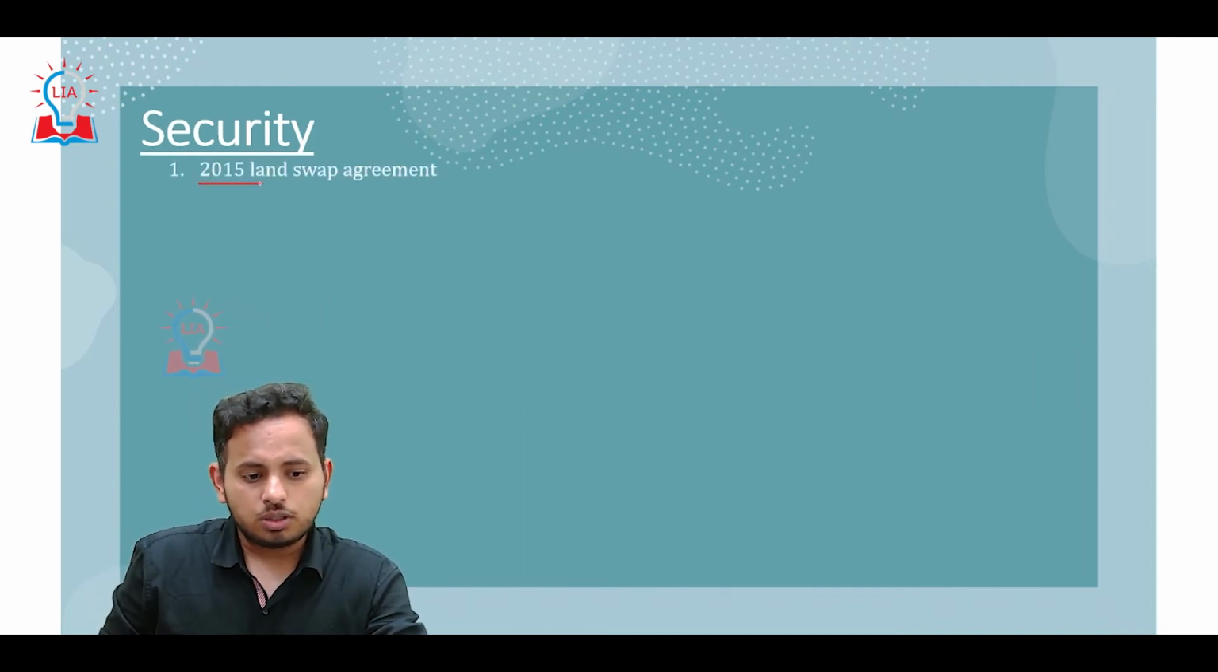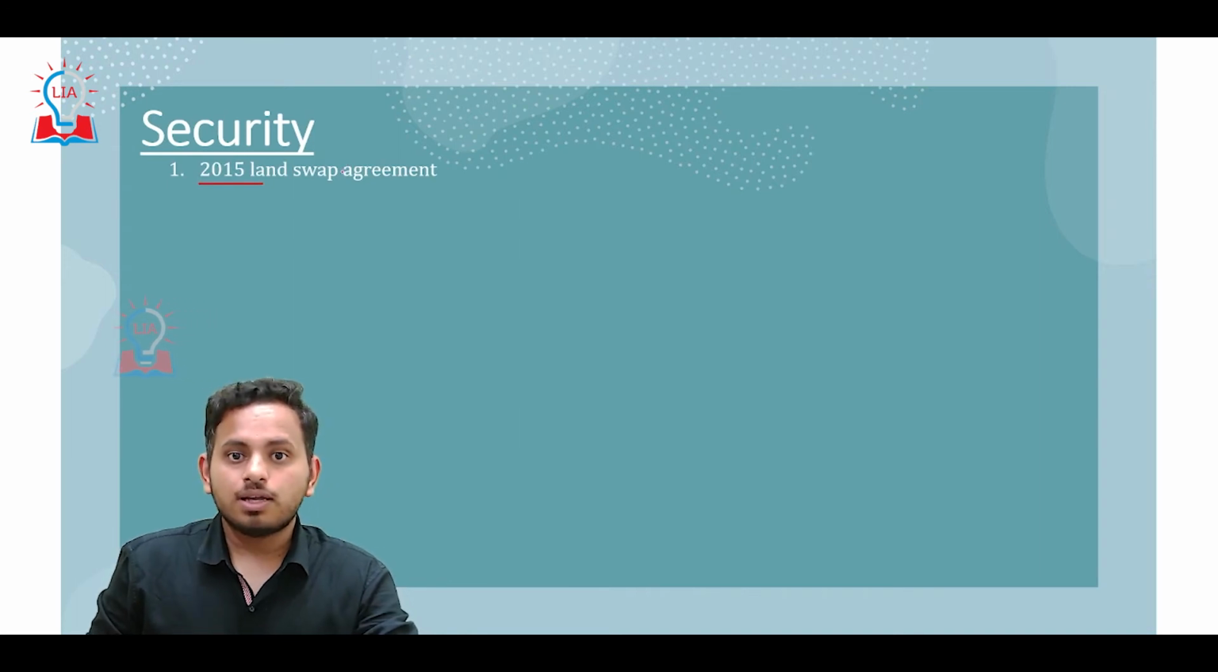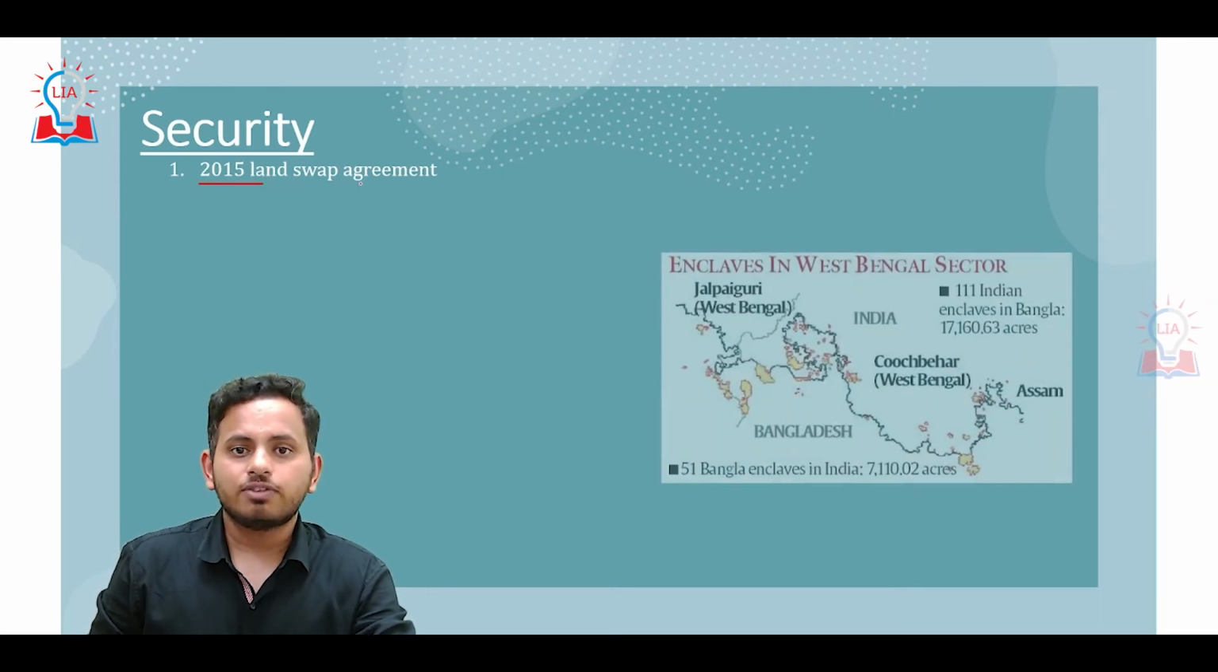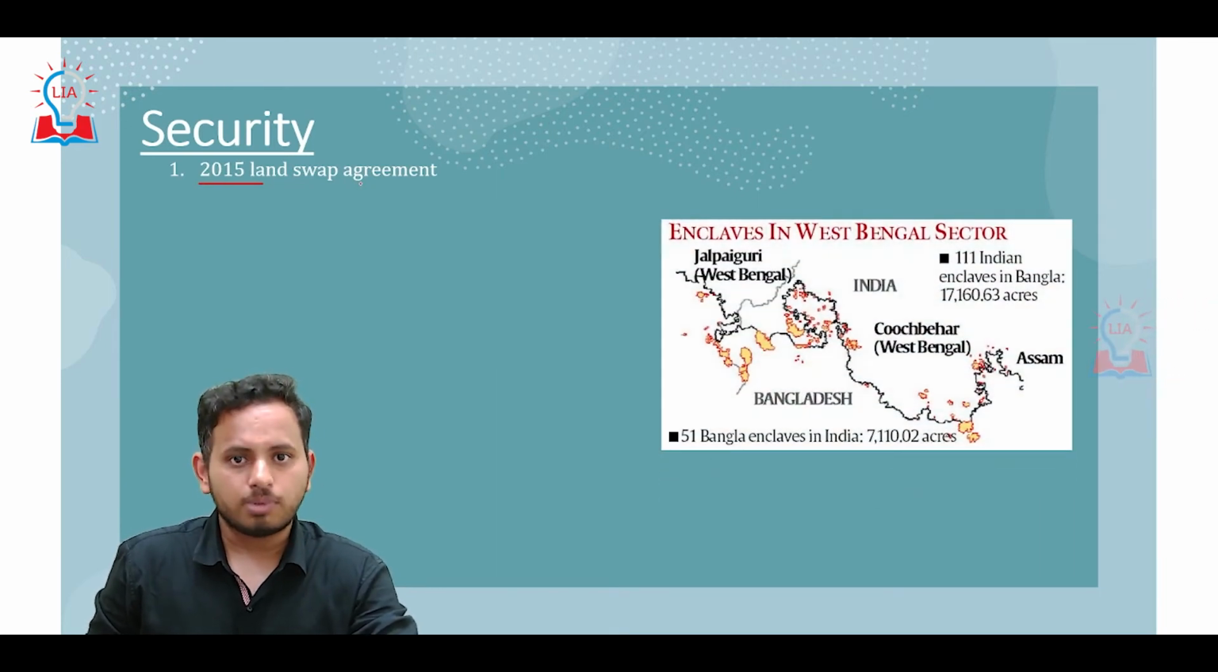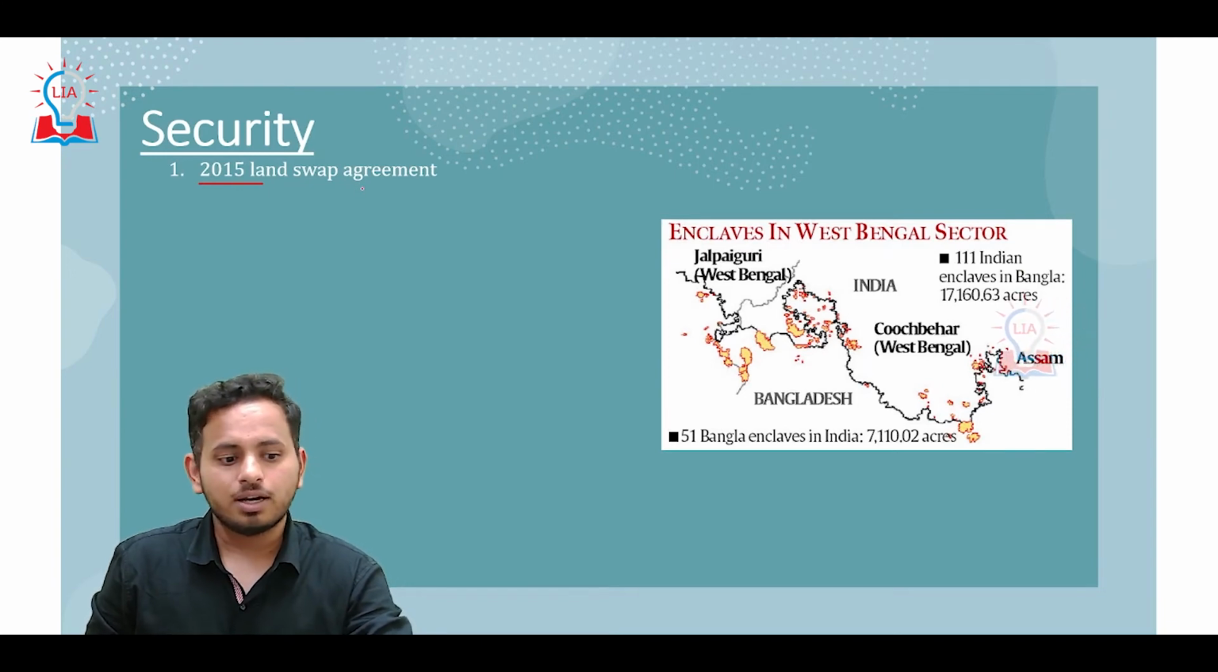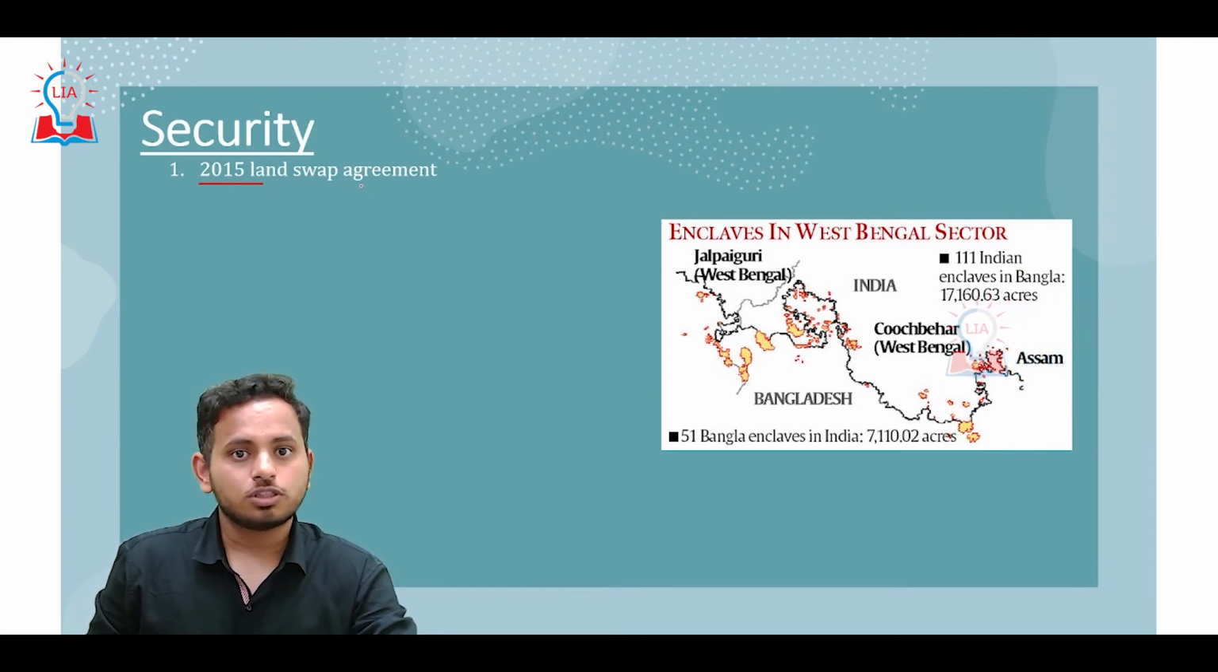When we talk about security arrangements between India and Bangladesh, in the year 2015, as soon as the present political government came to power in 2014, a land swap agreement was signed between India and Bangladesh. According to this agreement, some of the territories of India were given to Bangladesh, and some of the territories which were a part of Bangladesh were taken over by India, so that the border dispute was solved.